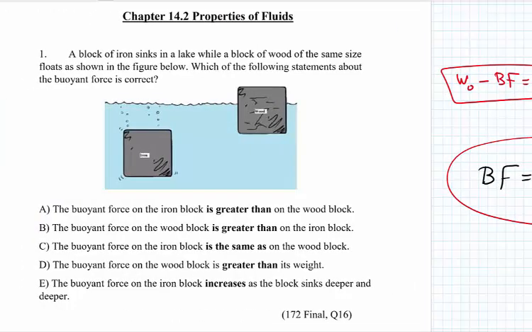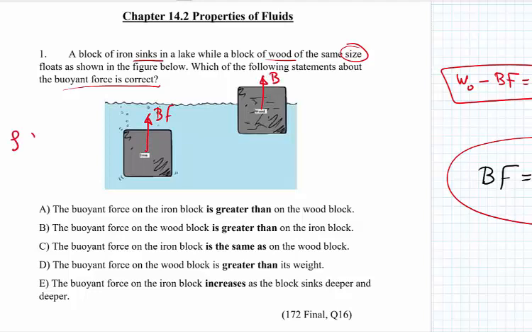A block of iron sinks in a lake while a block of wood of the same size floats, as shown in the figure below. Which of the following statements about the buoyant force is correct? Let's calculate the buoyant force for both of them.